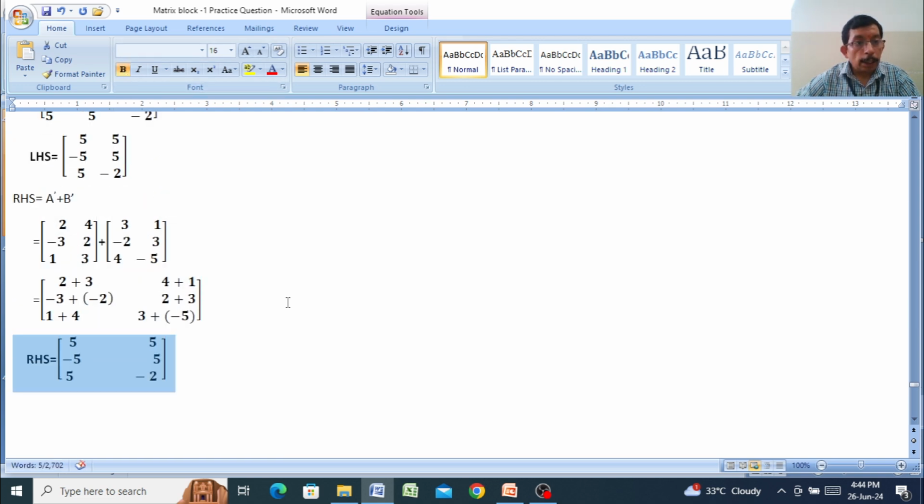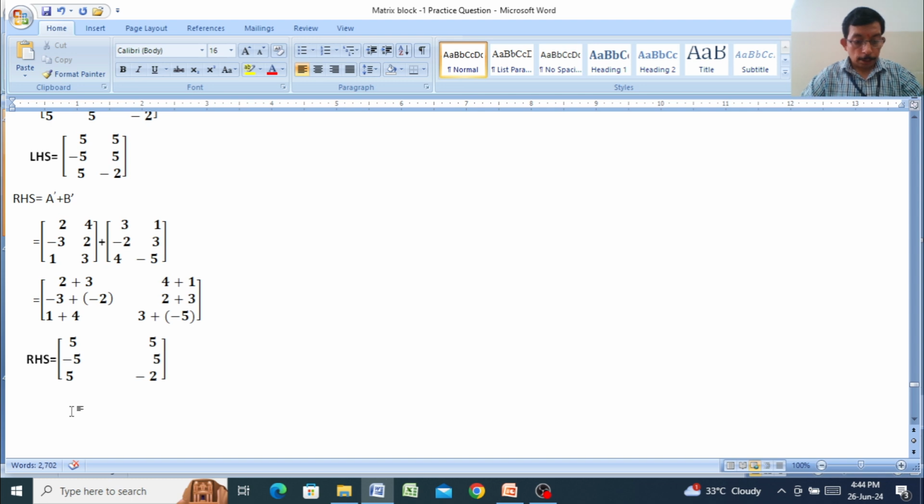Now we check whether LHS and RHS are equal or not. In the first row 5 5, in the RHS first row 5 5. In the second row minus 5 5, in the second row in RHS minus 5 5. In the last row 5 minus 2, in the RHS 5 minus 2. Then both the values are equal. LHS and RHS are equal, hence we prove the transpose property in addition. LHS equal to RHS.